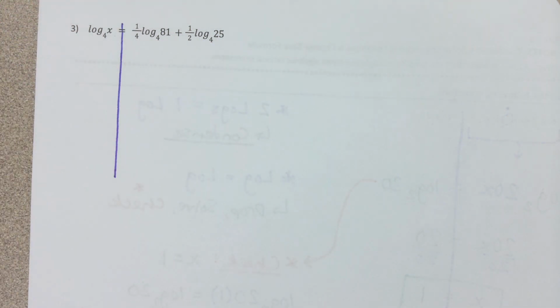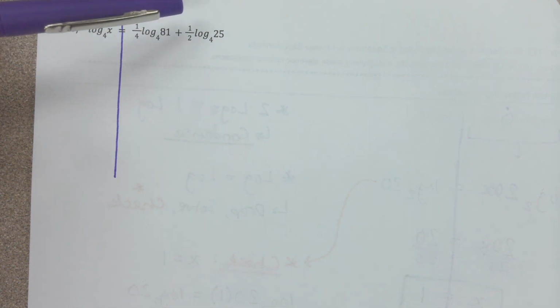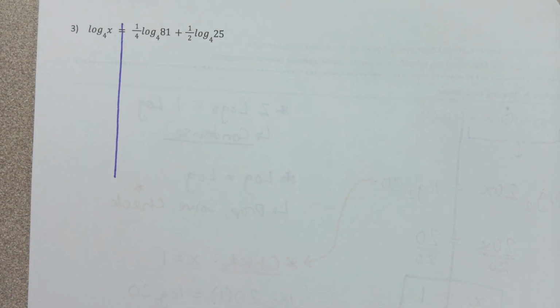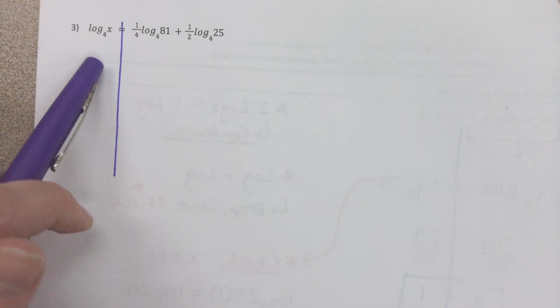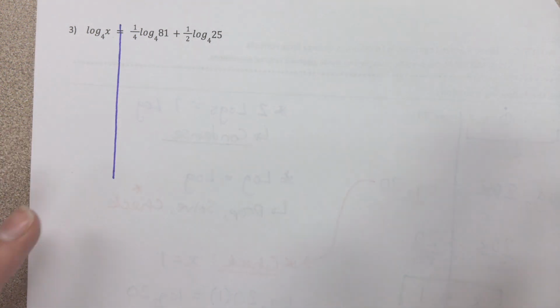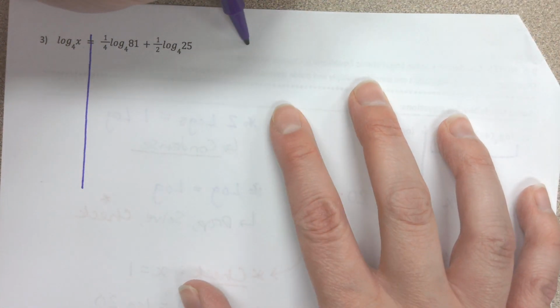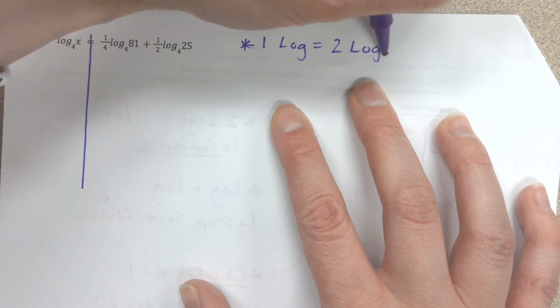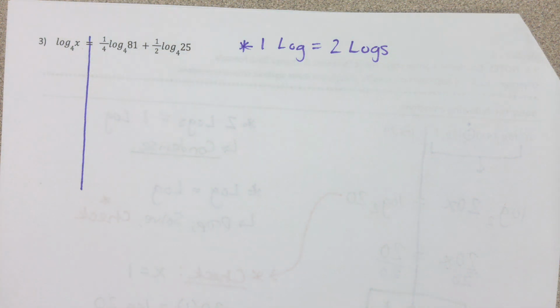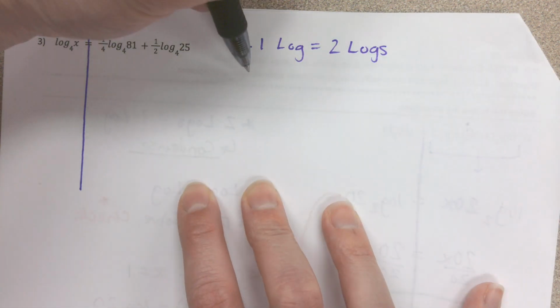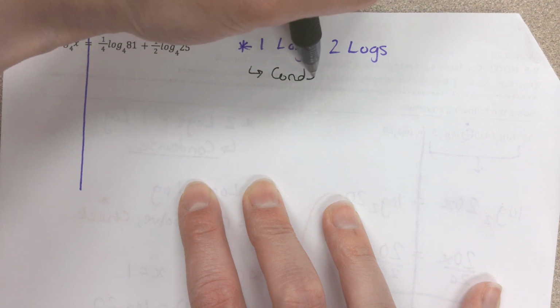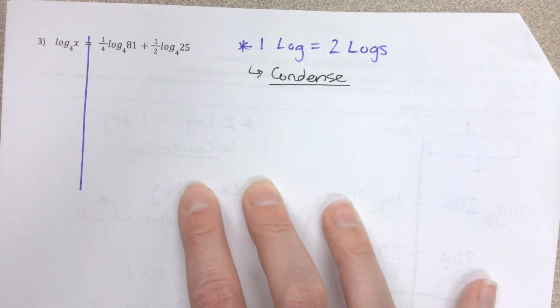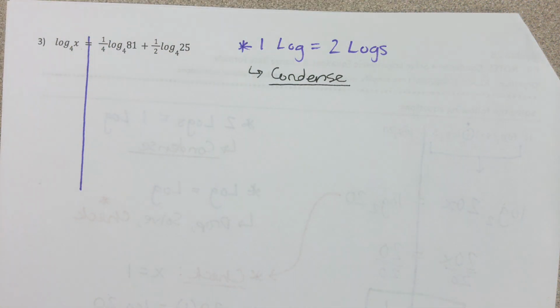Log base 4 of x equals 1/4 log base 4 of 81 plus 1/2 log base 4 of 25. This is going to have a little bit of work on the front end, but the equation is going to be very straightforward. So this time we have 1 log on the left, but 2 on the right. We have the same thing, it's just flipped. 1 log equals 2 logs. And again, if you have 2 or more logs, you must condense. And this is going to take a few steps.